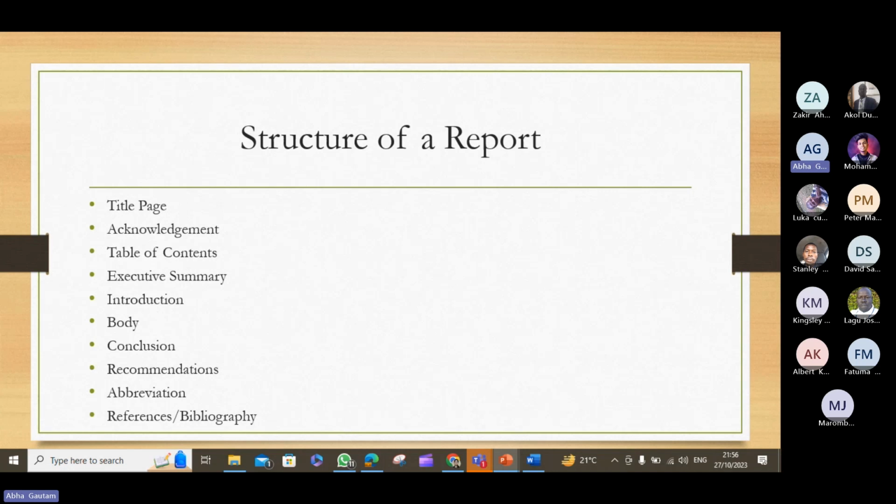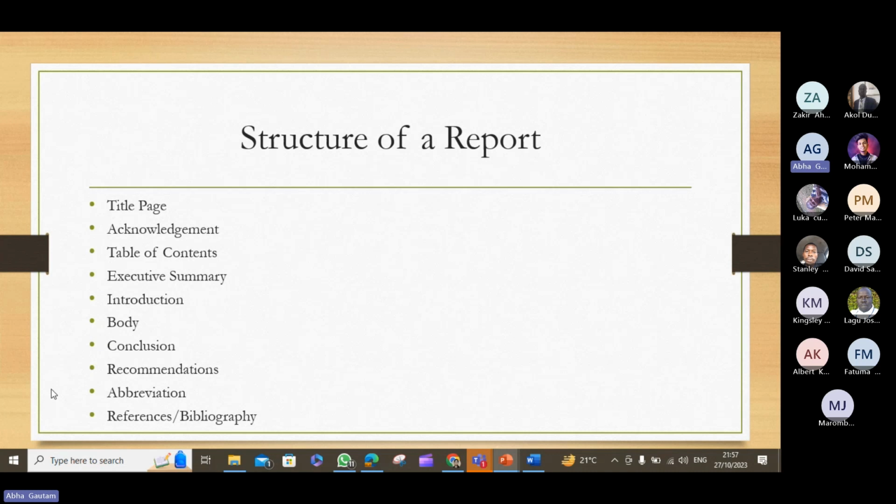So all those recommendations which can resolve the queries and doubts of the reader, you can put into this section, based on the materials and data which you have collected during the research process.